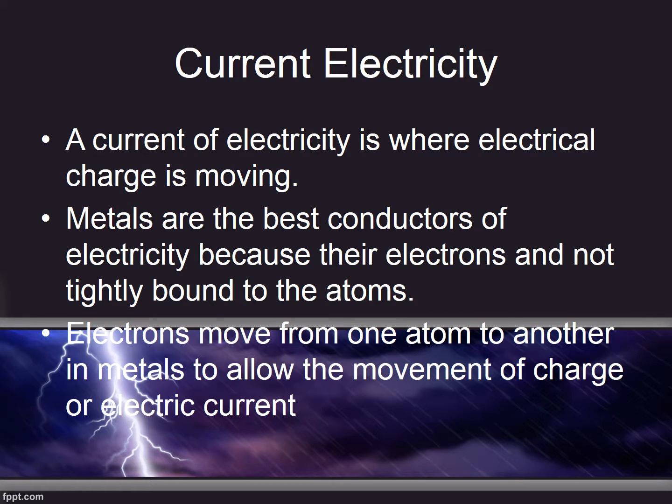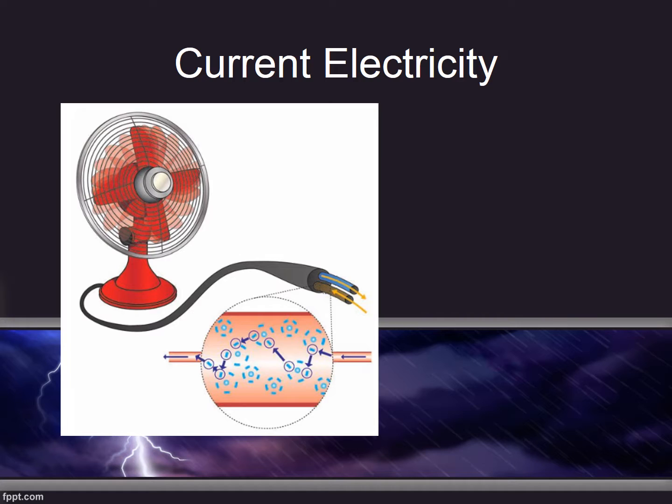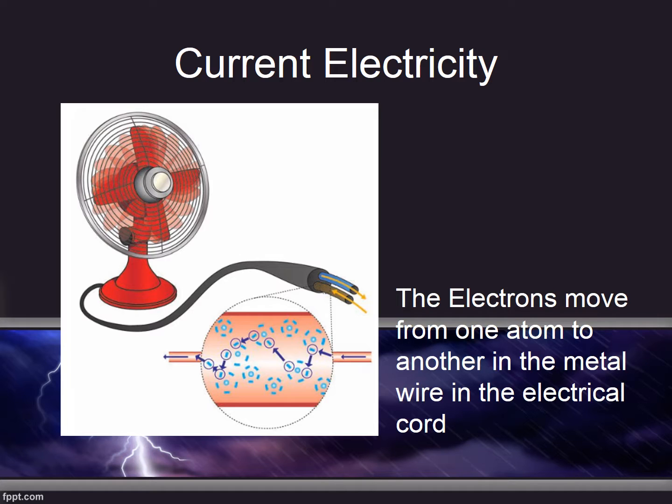So, if we look at an electrical item, we know that there's a power cable that goes to something like this fan. And if we look at the power cable and the copper or the metal wire that's in that cable, you can see that the little blue arrows show the trail of electrons passing from one atom to another as they travel through the wire. So their movement through that wire is actually the electric current.